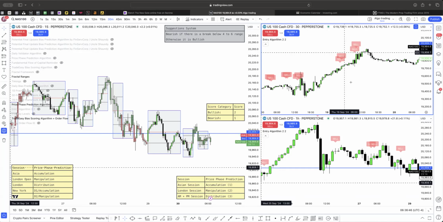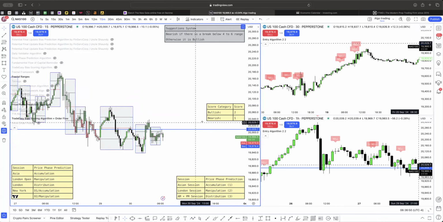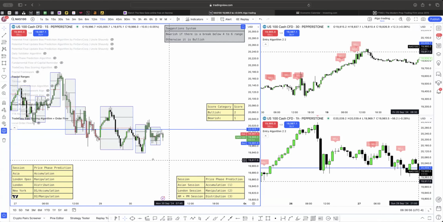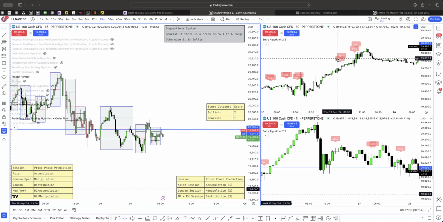Okay. They're not to be used by themselves. They have to be used within overall context, within overall framework. How is that derived? How are you getting that? Order flow algorithm, price phase prediction, daily bias, everything is there in the TTA suite of algorithms. Only the entry algorithm is not there yet, but if you join, you're going to get it within the week.